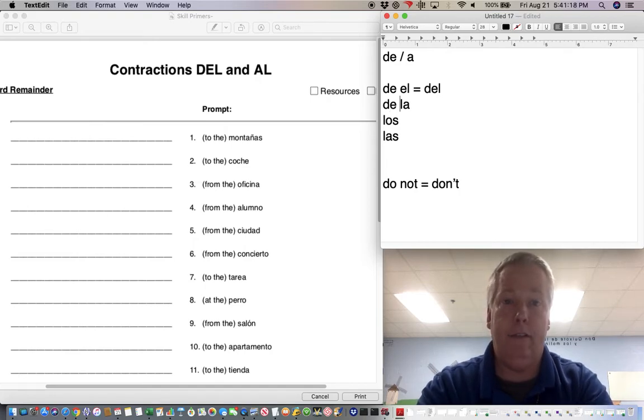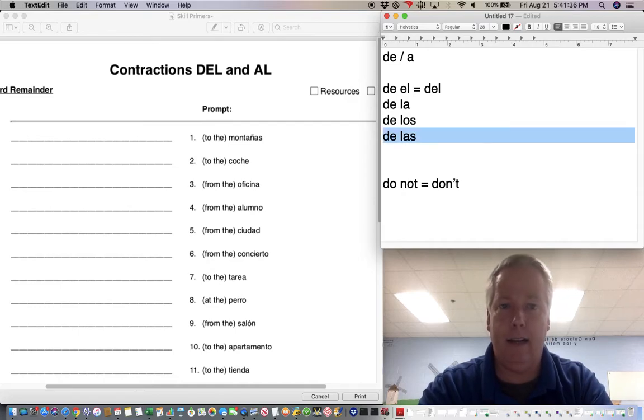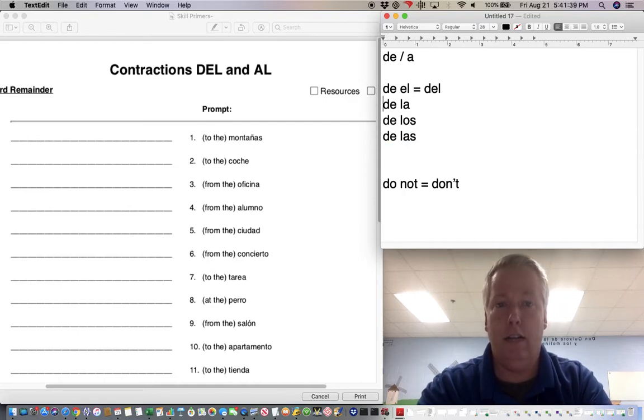You can have de la. You can have de los. You can have de las. There's only the contraction for de el. If you have the word la in your phrase, you will not need the contraction. You cannot use the contraction. De los, no contraction. De las, no contraction. You only have a contraction when you have de and el.